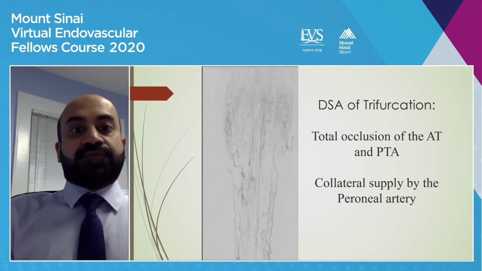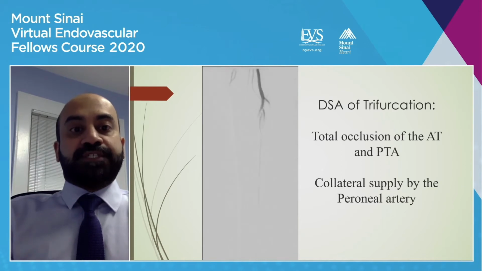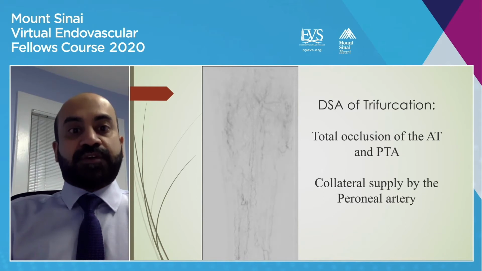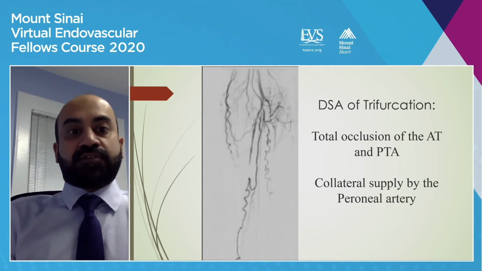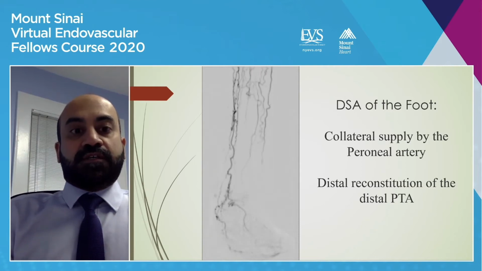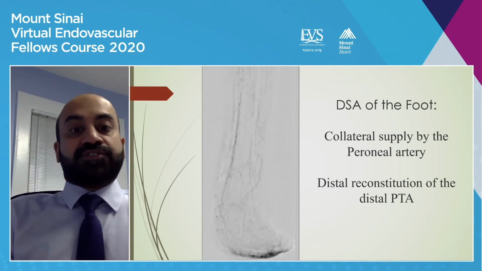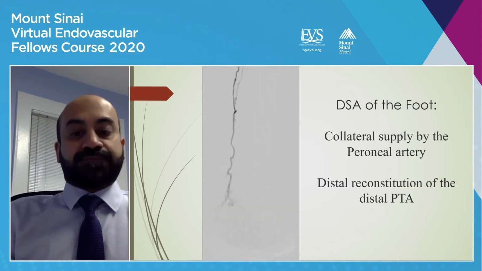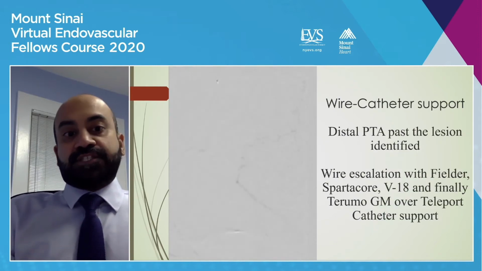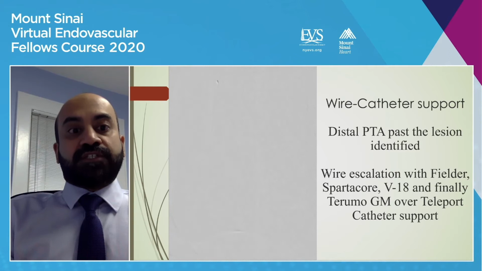Here is a DSA at the level of trifurcation of the AT, PT, and peroneal arteries. There's a total occlusion of the anterior tibial and posterior tibial arteries, and rest of the circulation is via collaterals. Here is the image of the foot showing collateral supply and distal reconstitution of the posterior tibial artery. The decision was made to proceed with the endovascular intervention and attempt to restore flow into the posterior tibial artery.